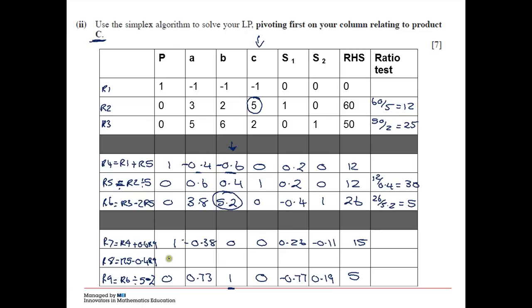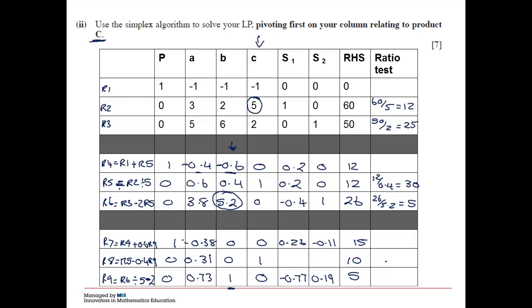Around about here, I'm losing the will to live. So I got to these numbers here and they were horrible. And I'm just going to leave them. I'm not going to bother with them because they are not relevant to the solution.